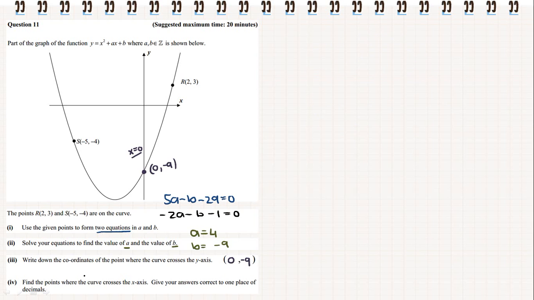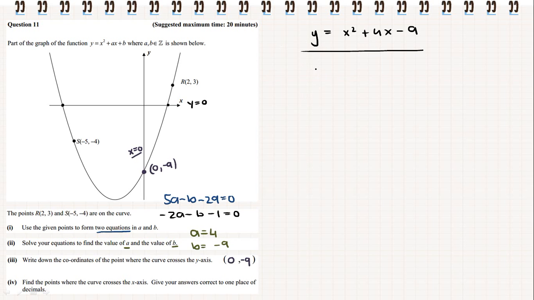Part 4. Find the points where the curve crosses the x-axis. Give your answers correct to one place of decimals. So we're looking for the 2 points where it crosses the x-axis. Again, we're going to just write out our function. So we have y is equal to x squared plus 4x minus 9. It's the same idea for this one. All along the x-axis, y is equal to 0. So if we fill in 0 into our function for y, then we will find our values for x.